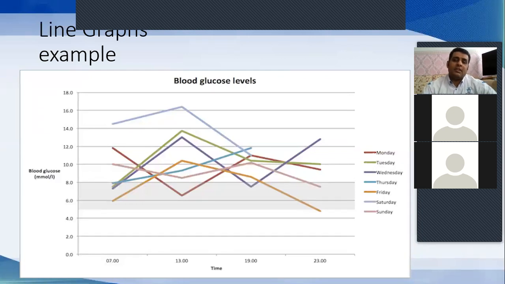But if we want to present the same thing as a description, then you have to write many words. First of all, you can say that when we measured the blood glucose level on Thursday at 7 o'clock, it was 14 point something. Then when we measured it on Thursday at 1 o'clock, it was around 16.2. Then at 7 o'clock, it was around 11 something.